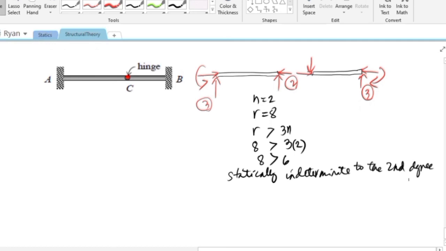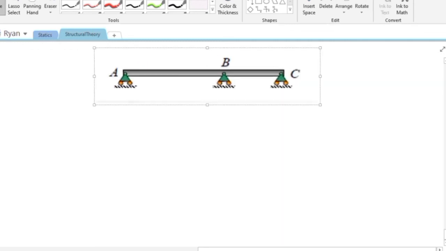So para naman sa stability, hindi concurrent yung mga reactions natin, and hindi rin parallel yung mga reactions natin. So therefore, we can say that this is stable. Okay.